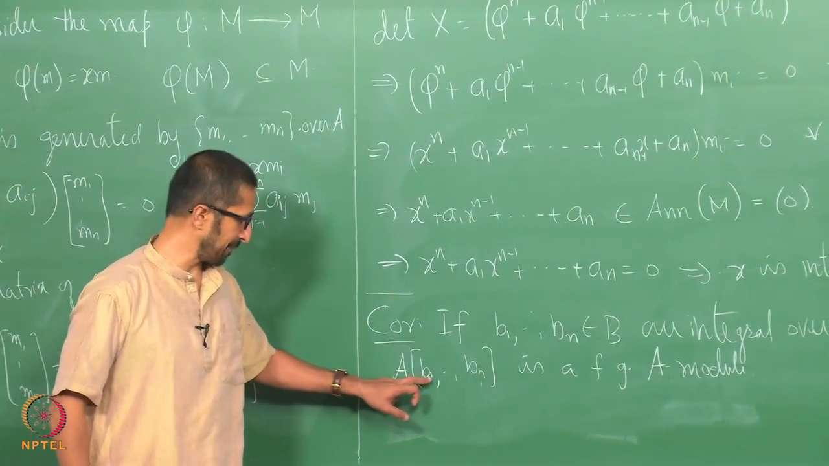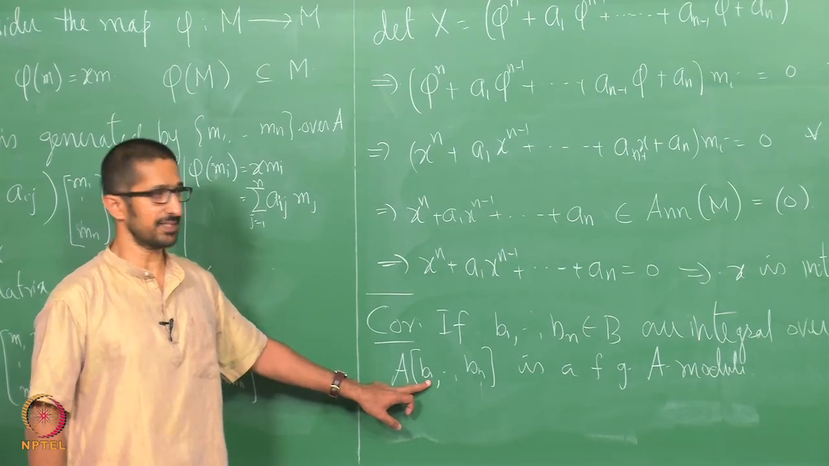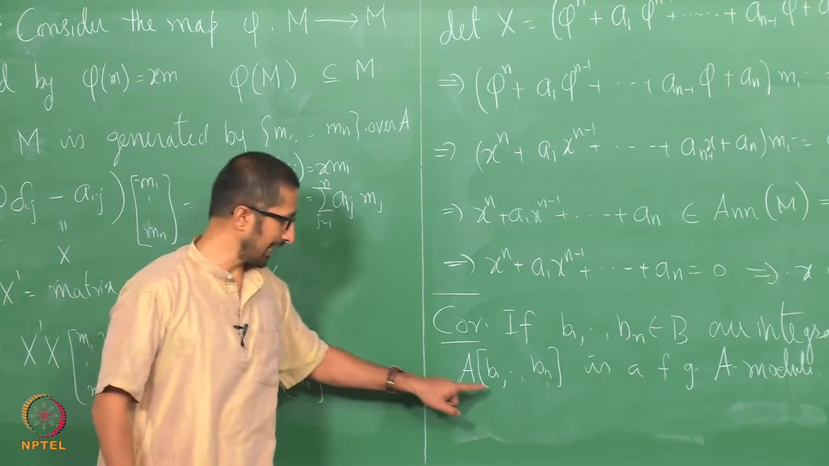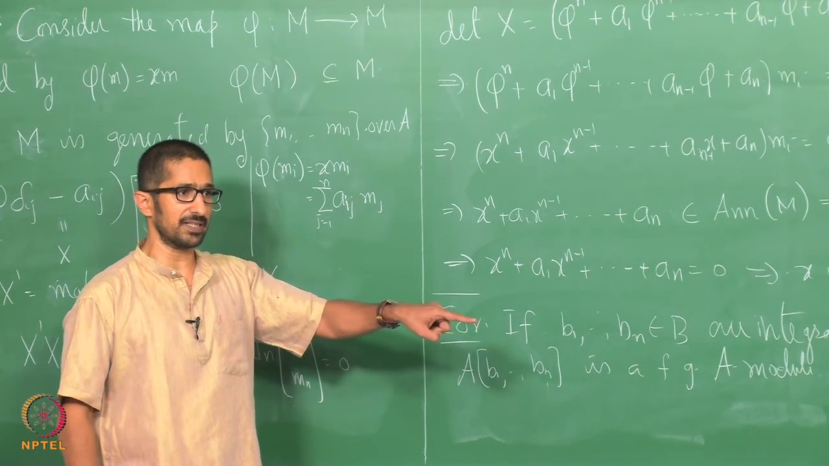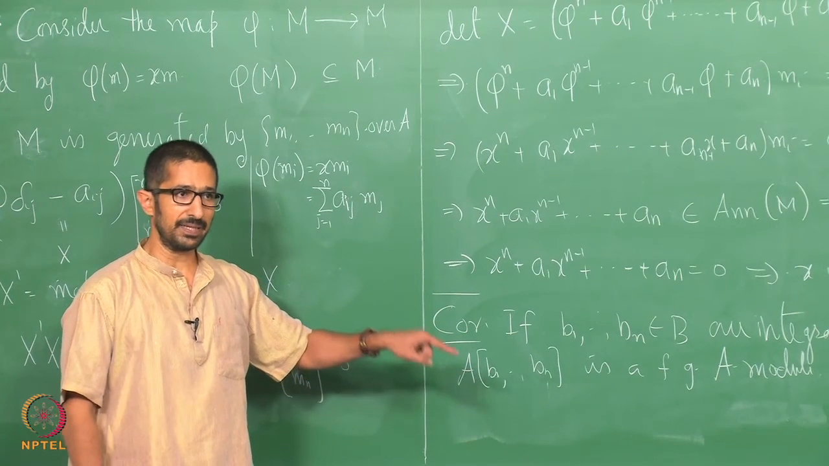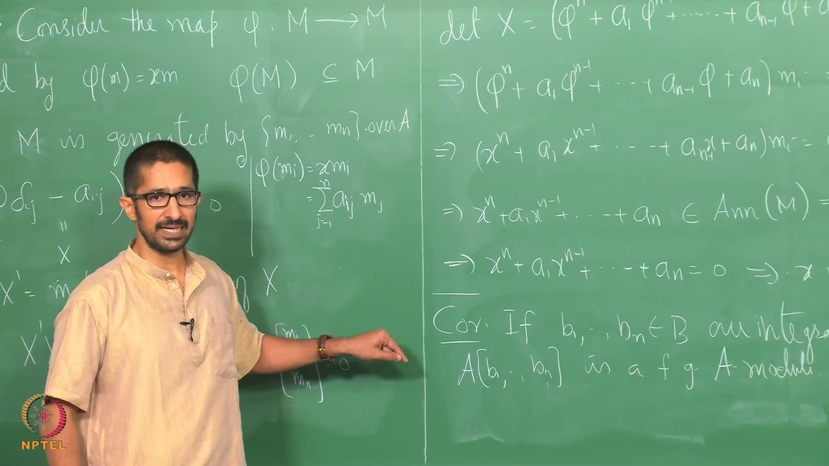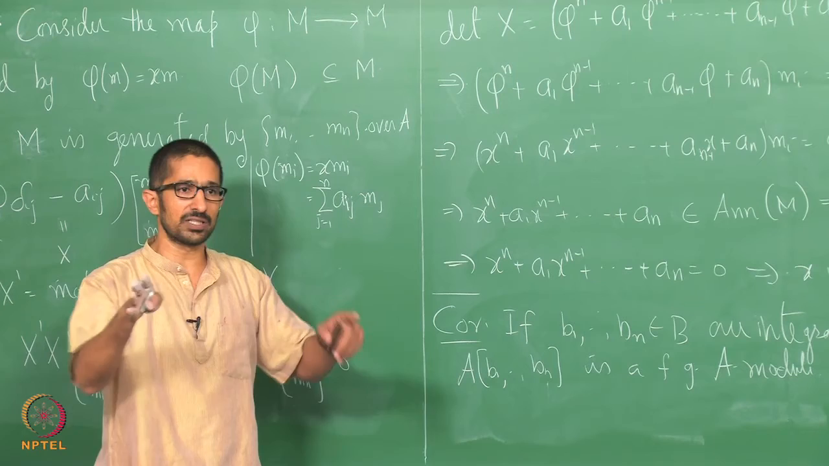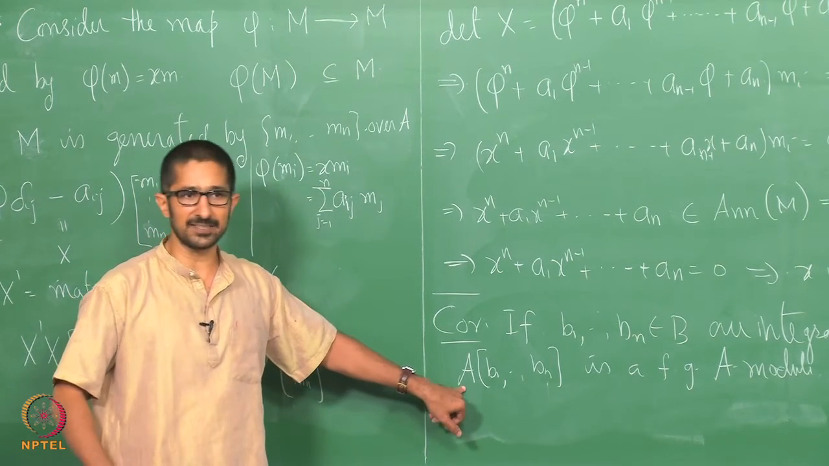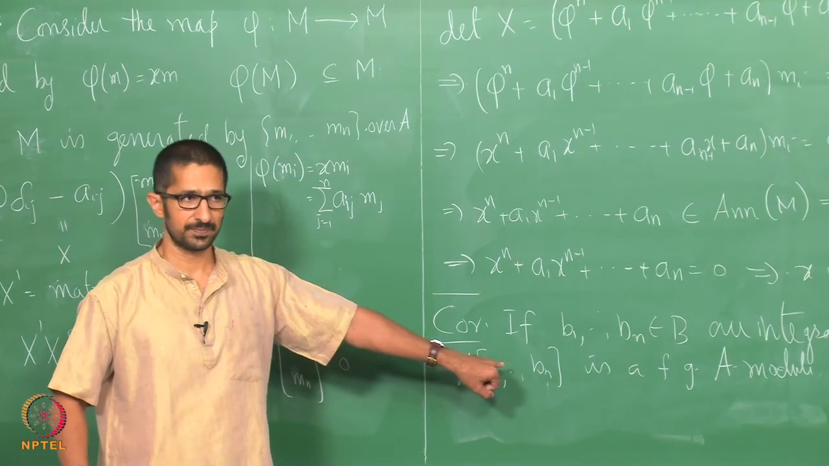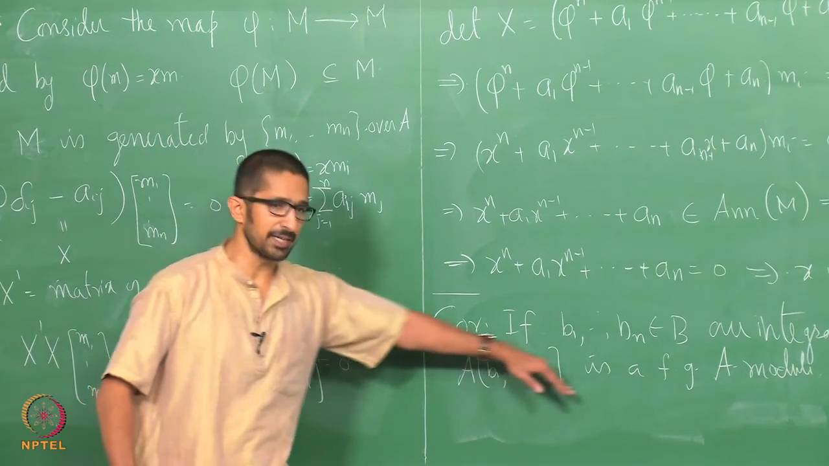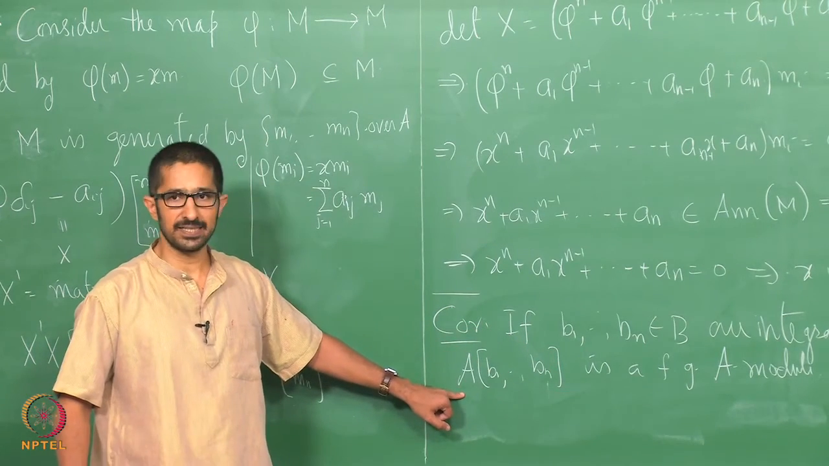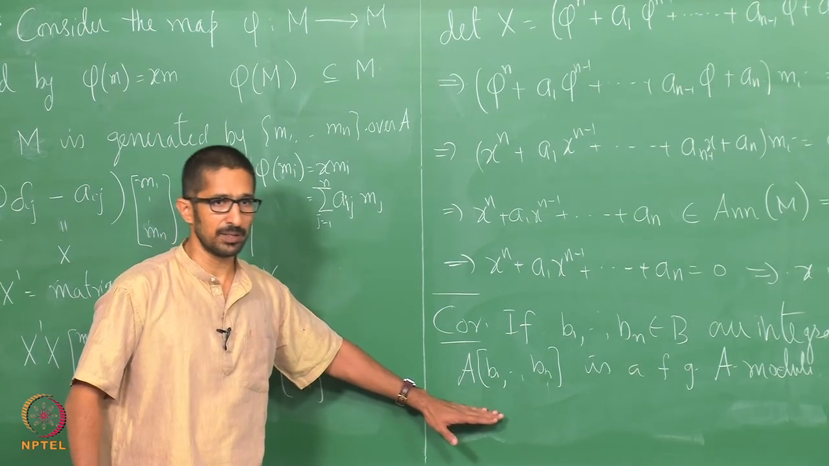Because A[b1] will be a finitely generated A-module by the proposition. Now, A[b1, b2] will be a finitely generated module over A[b1], but A[b1] is a finitely generated module over A. So, if you take the corresponding generating sets and look at all the products, that will be an A-generating set for A[b1, b2], okay, and keep going on like this. So, therefore, this is a finitely generated A-module. Write down a proof for this.